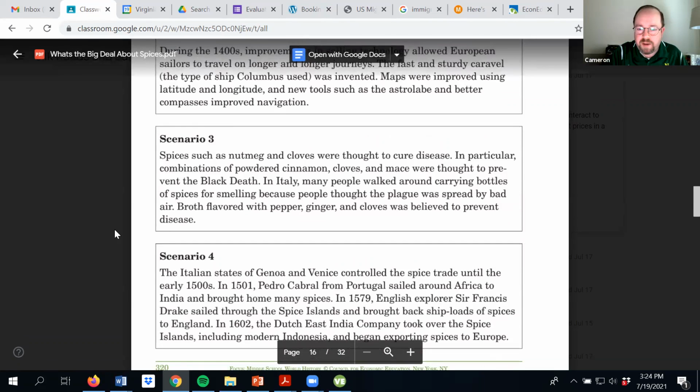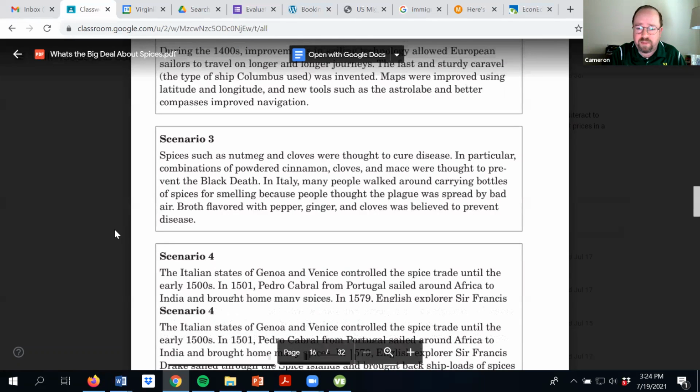Spices such as nutmeg and cloves were thought to cure disease. In particular, combinations of powdered cinnamon, cloves, and mace were thought to prevent the Black Death. In Italy, many people walked around carrying bottles of spices for smelling because people thought the plague was spread by bad air. Broth flavored with pepper, ginger, and cloves was believed to prevent disease.